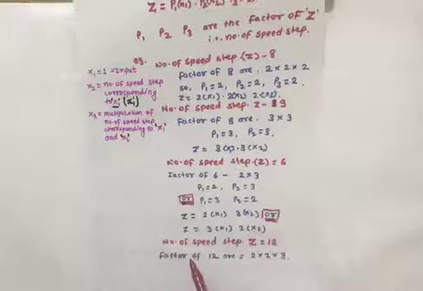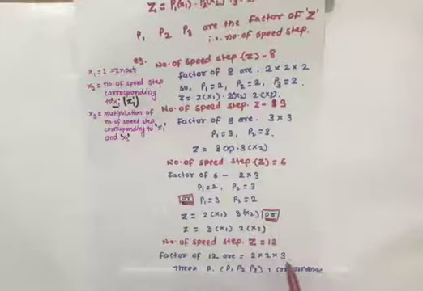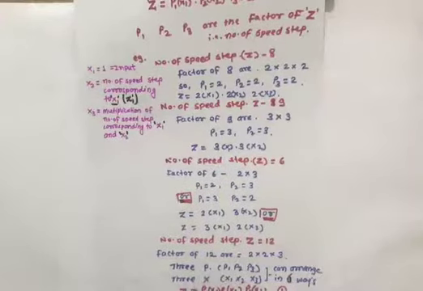Now in case the number of speed steps is 12, the factors are 2 into 2 into 3, that is 2 into 2 is 4, 4 into 3 is 12. So there are 3 p's and 3 x's, that is p1 p2 p3 and x1 x2 x3. This can be arranged in 6 ways. So that is Z is equal to p1 x1 p2 x2 p3 x3. This can be arranged in 6 ways. Okay, we'll see this while solving the problem.